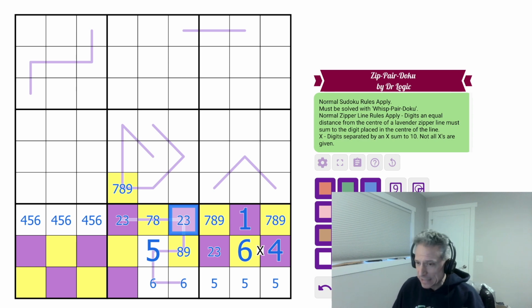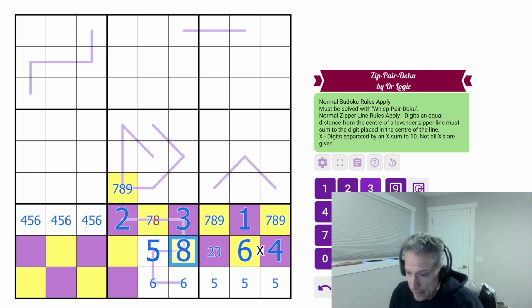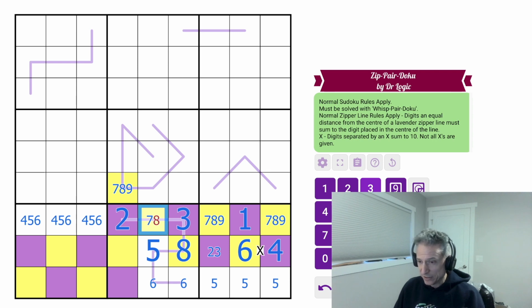So that's box 8, cell 3. Must be a 3. So that tells us the 2 goes in box 8, cell 1. And it tells us that in box 8, cell 6 is 8. And the 3 tells us that in box 8, cell 2 is now 7. This is a 7. Okay.